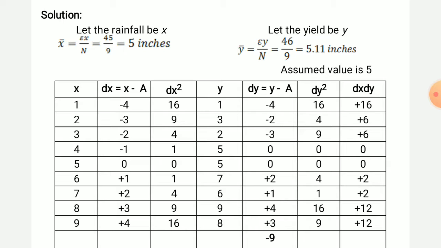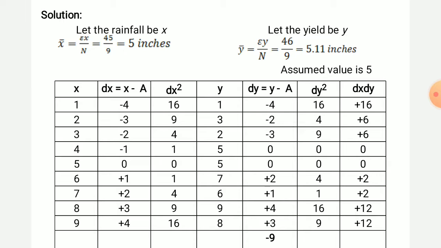Now make the square of dx, dx square. Minus 4 whole square means minus into minus plus, 4 4s are 16. Minus 3 whole square means minus into minus plus, 3 3s are 9. Minus 2 whole square means what, 4. Minus 1 whole square plus 1. 0. 1, 2 square 4, 3 square 9, 4 square 16.